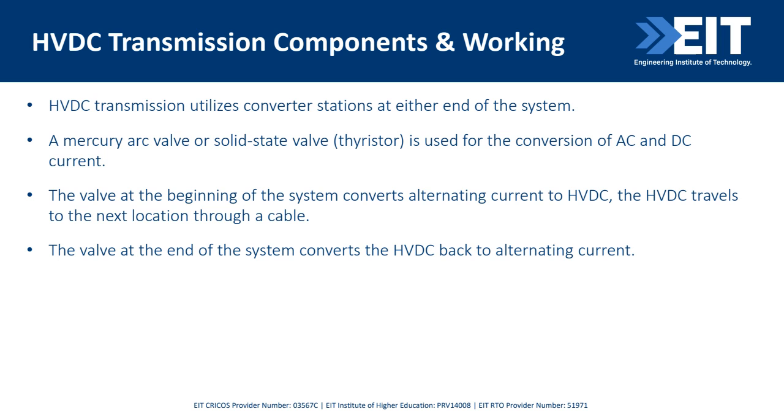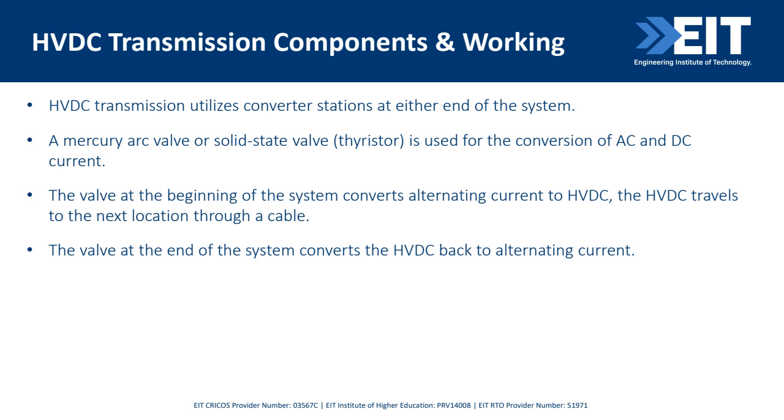So HVDC transmission utilizes converter stations at either end of the system. We have these mercury arc valves we used to have in the past, but more modern systems use these thyristors, which are solid state valves. So they are used for conversion of AC and DC currents.